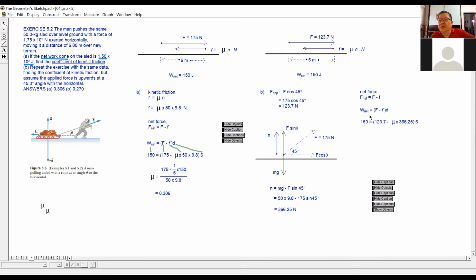So the net work done is given as 150. The applied force we have found out earlier, F cos 45, and the mu, coefficient of friction, times the 366.26 you found out. Substitute inside, multiply with the distance. So can you manipulate the equation and find out the value of the coefficient of friction? Can you solve this equation? Find mu.